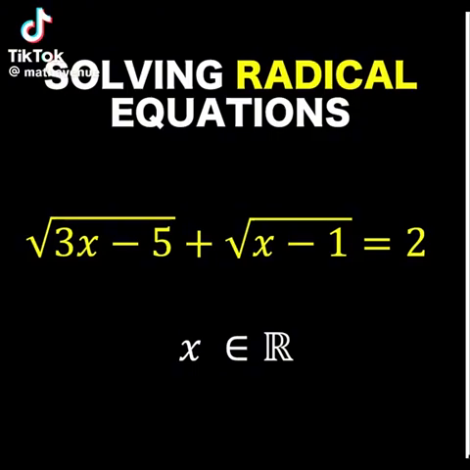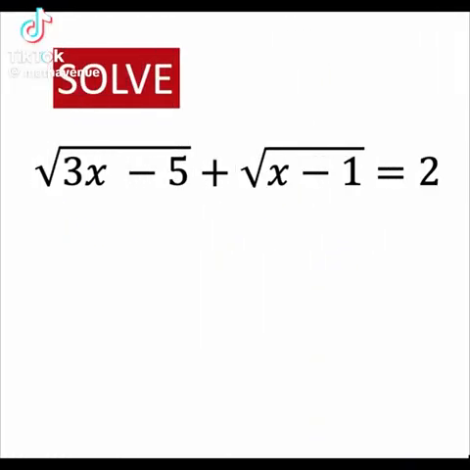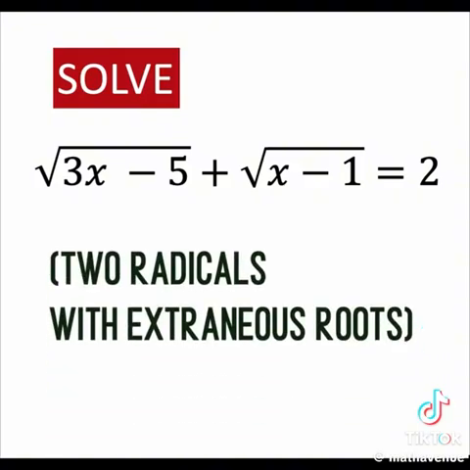In this video, we are going to solve this radical equation. The square root of 3x minus 5 plus the square root of x minus 1 is equal to 2. This problem is considered hard because, number one, there are two radical expressions here, and number two, this is the type of radical equation that has extra root. So let's do this together.